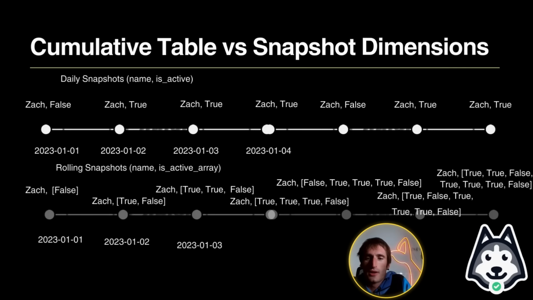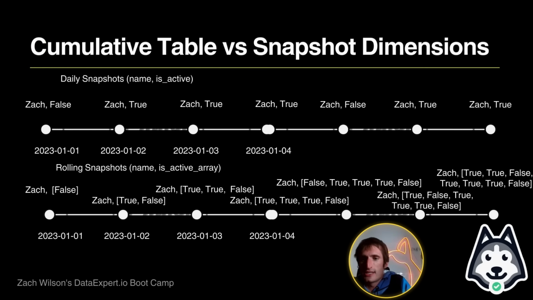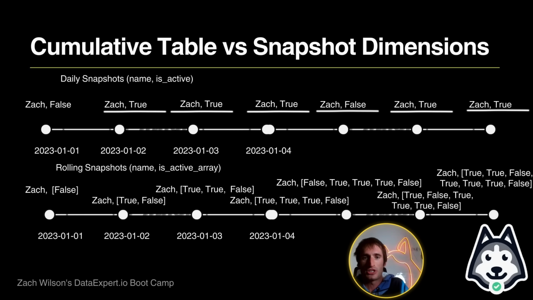So one of the things you'll notice is this is going to be 2 data sets, I hope that makes sense. The top data set has, for every day, me, my name, and whether I was active or not. I was not active on the first, active, active, active, not active, active, active, right? And this is the snapshot. This is just: was Zach active today?